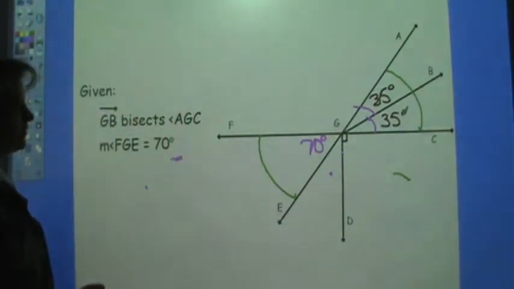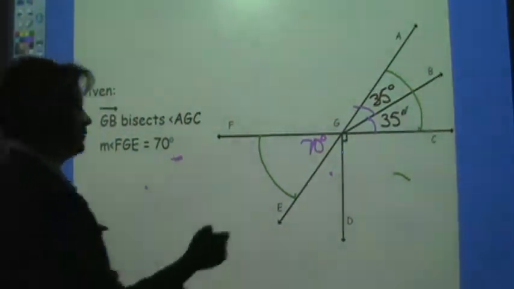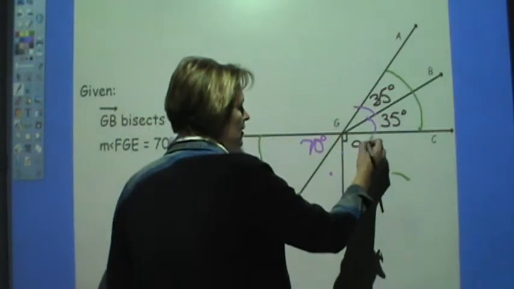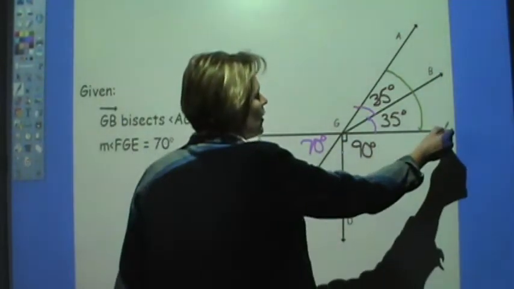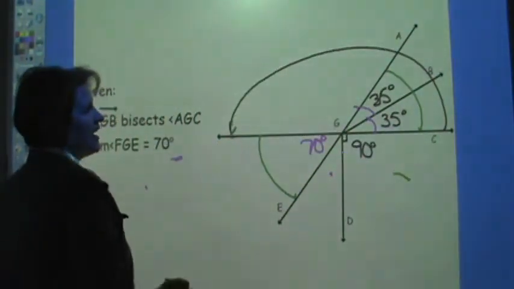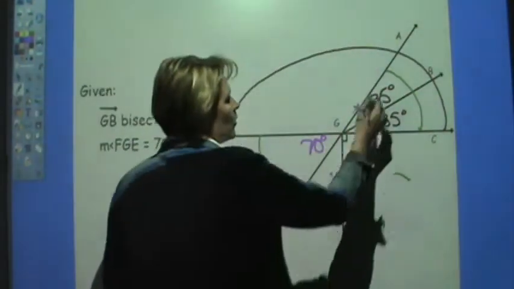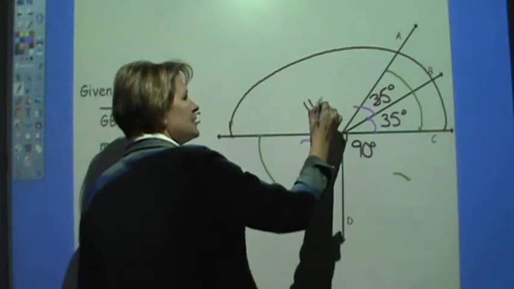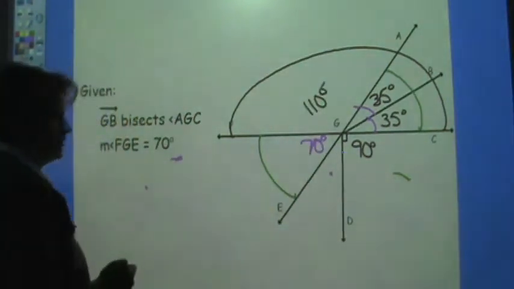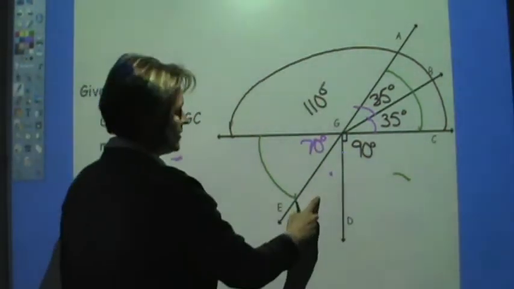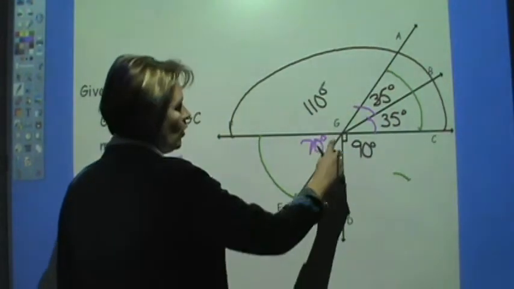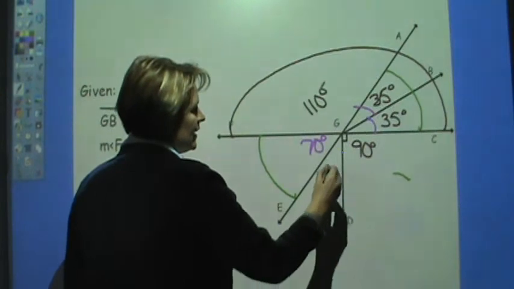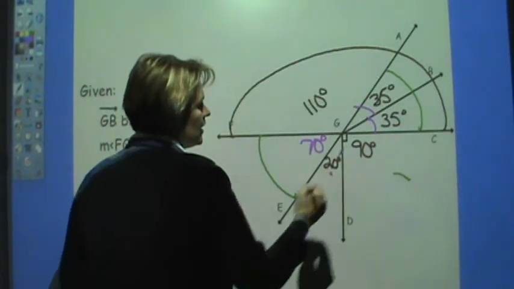So let's use some of the other vocab we talked about. We know this one's 90, because we've got that little square that tells us 90 degrees. And if we go from here to here, this is 180 degrees. If I take away 70, that means this is 110 degrees. And all we have left is this little guy here, which we can either take 360 and subtract everything, or you know that these two add up to 90, so this one here has to be 20.